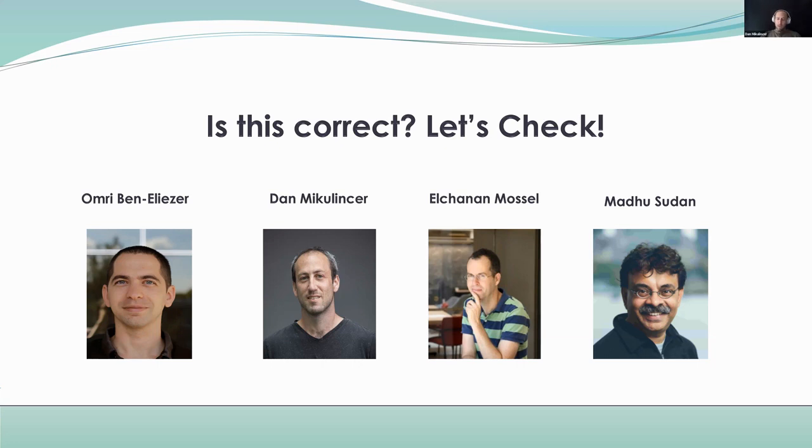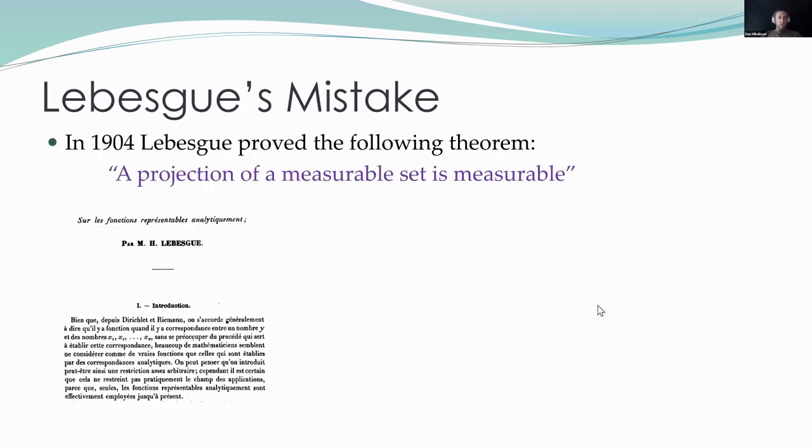All right, so before I actually discuss what's going to appear in the paper, let me start with the story. Perhaps some of you know it. In 1904, Henri Lebesgue proved the following theorem, that a projection of any measurable set is still measurable. Okay, this is a result in measure theory from the beginning of the last century.